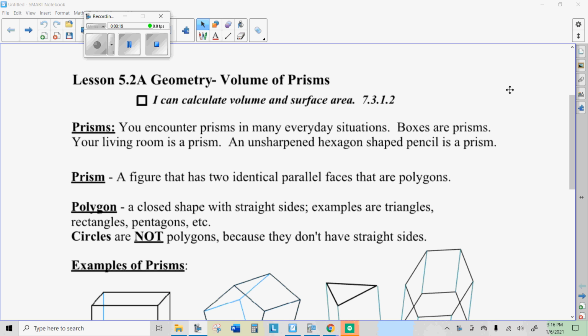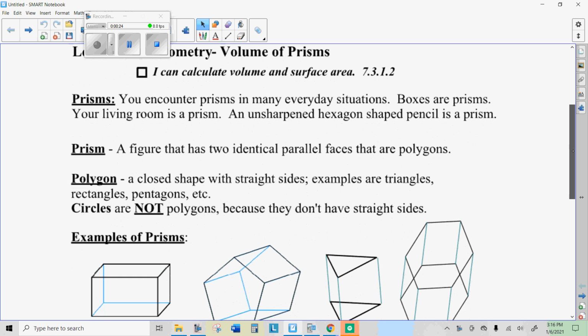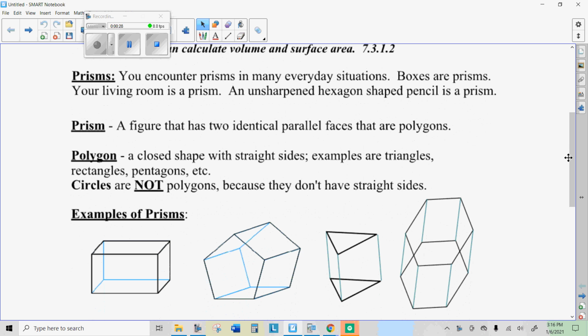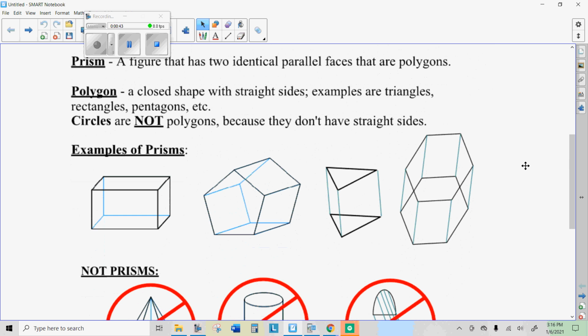A prism is a shape that has parallel bases and rectangular lateral faces. So you're going to have two parallel faces always, and then the other edges are all created using rectangles. Okay, so here's some examples of prisms.